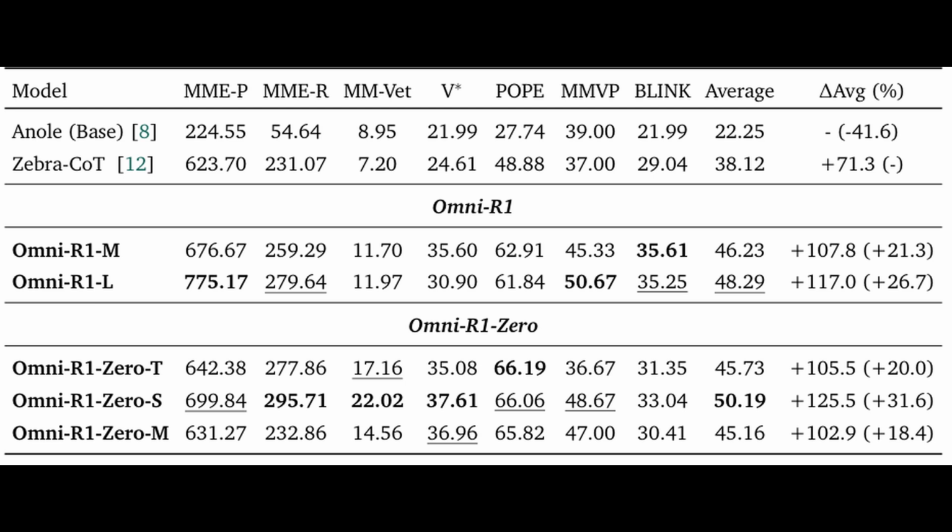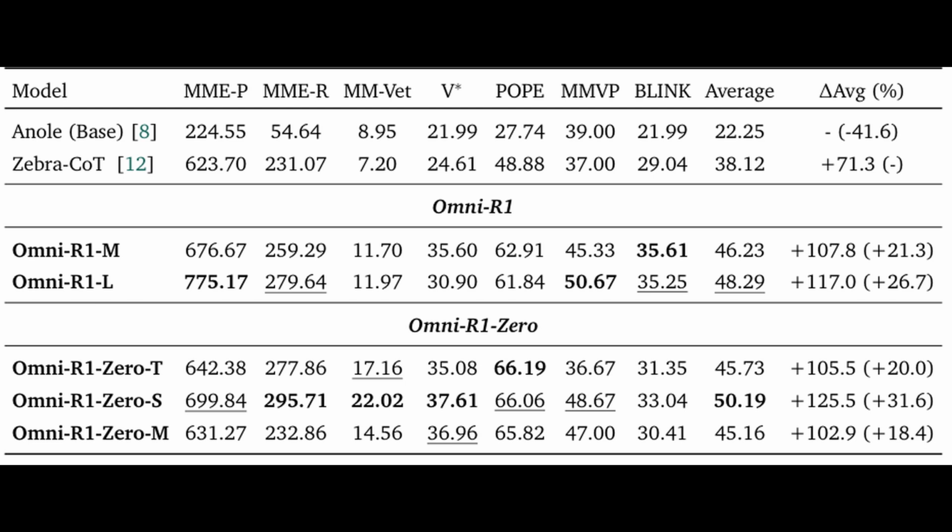The results are honestly shocking. Not only does Omni-R1 match Omni-R1's performance, in some cases it actually outperforms it. Look at the Omni-R1's variant. It achieves an average score of 50.19, which is higher than both Omni-R1 variants. And that's a 105.5% improvement over the baseline.